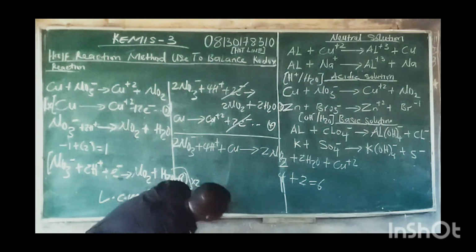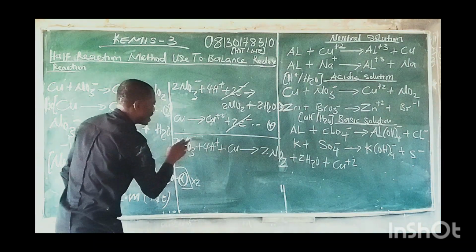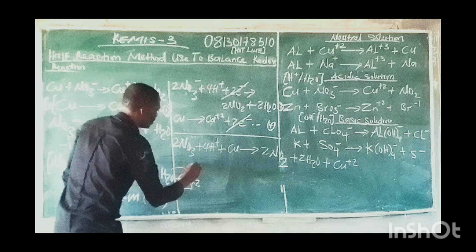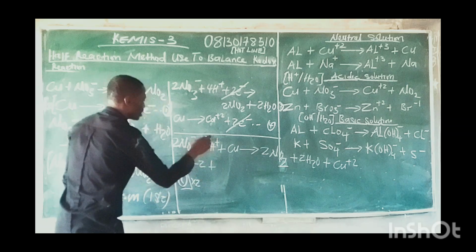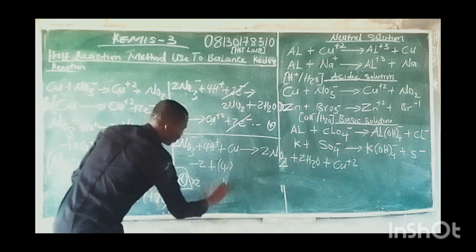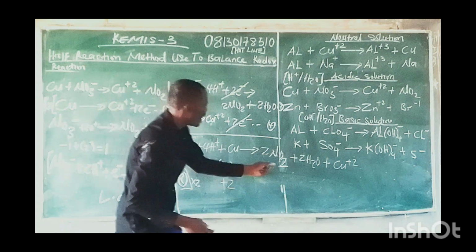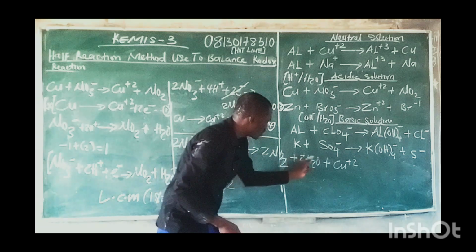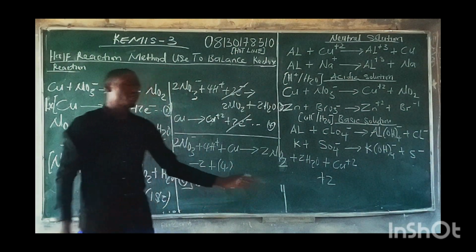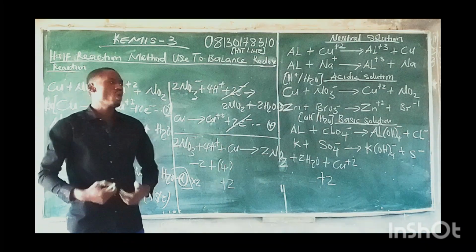Now let's look at the charges. The charges now, we have minus here. 2 times 1, that is minus 2, plus 4 charge. Minus 2 plus 4, that is plus 2. That is the charge on the right hand side. Now over there, is there any charge? I'm looking for plus 2. Okay, we have a plus 2 charge. Now you can confirm for yourself that the atoms of the elements are balanced and the ions are also balanced.